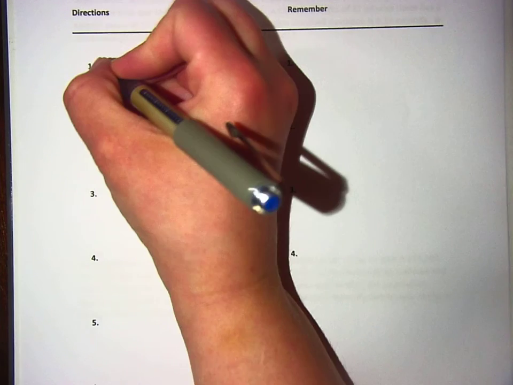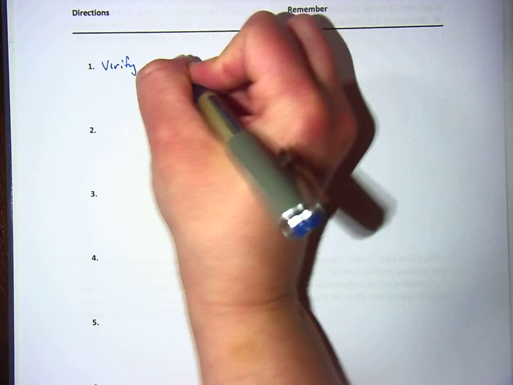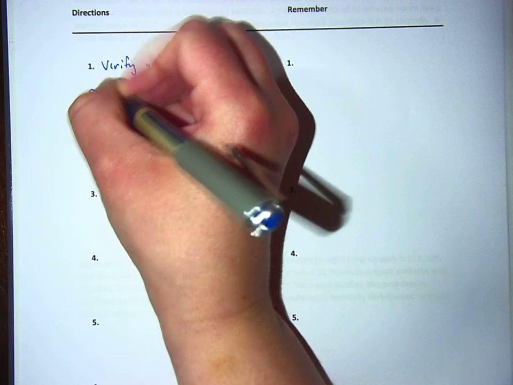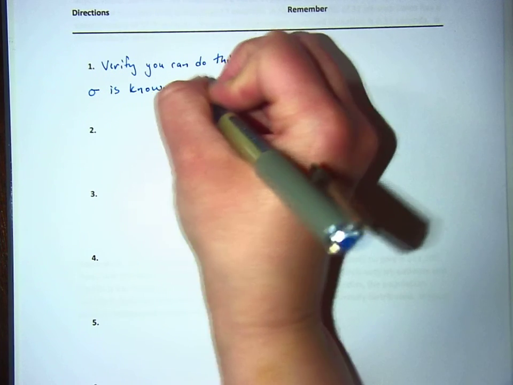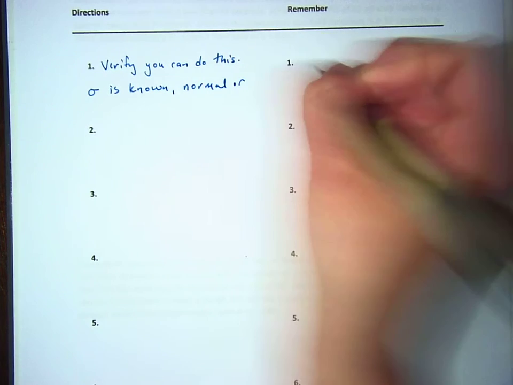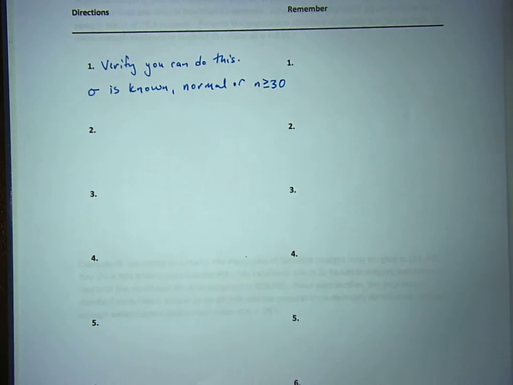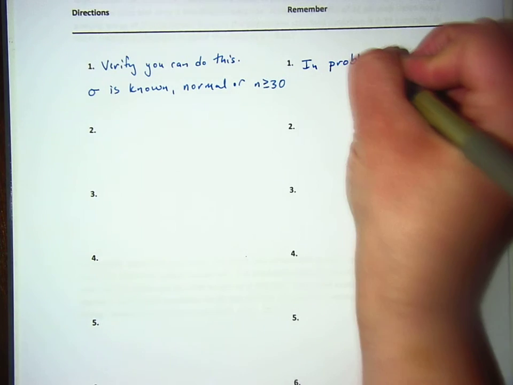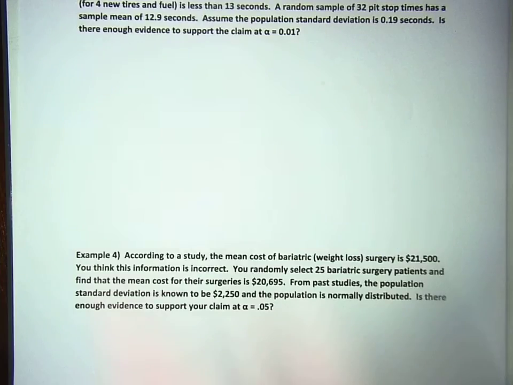So, alright. Step 1 is the same thing as before. You've got to verify that you can do this, which means you need to make sure that sigma, the population standard deviation, is known and that it's normal, or by using the central limit theorem, if n is greater than or equal to 30. So either one's good. That is in the problem, so you don't have to do any extra work there. Alright, so let's go back and forth.